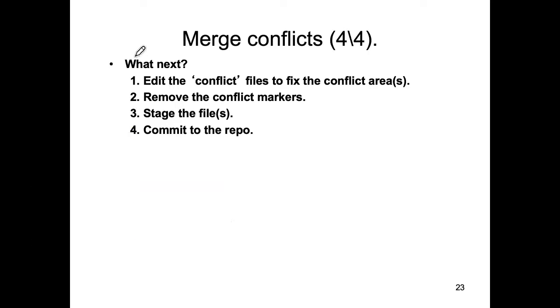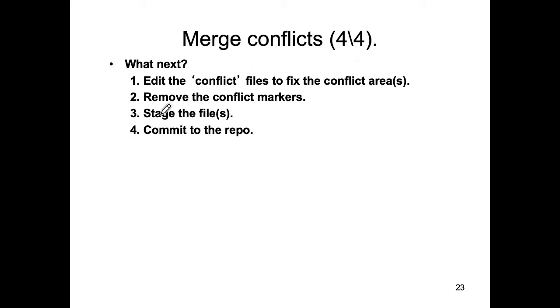So the what next is, okay, I've opened up the files that contain the conflicts. And so, as I said, you discuss with your team members as to how we can resolve the conflicts. The conflict simply will be that two people or more may have made edits to the same general area of a file. And we just fix that. So we edit the conflict files and fix the conflict areas. We remove the conflict markers, as I said.